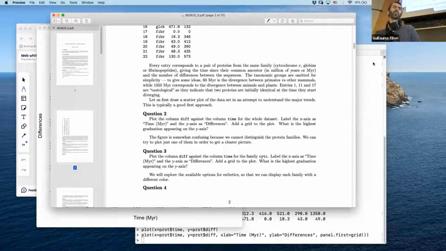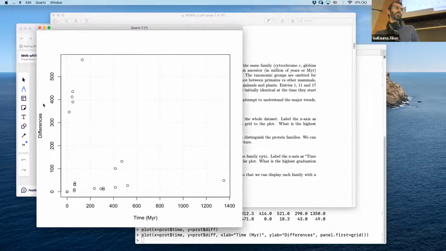So the highest is 573, right? No, it's 500. The answer is what is the highest graduation, and the graduation on the y-axis is 500. The point here is 573, but the answer is 500. Okay, so that's 500, writing in the chat to make sure that everybody gets this.